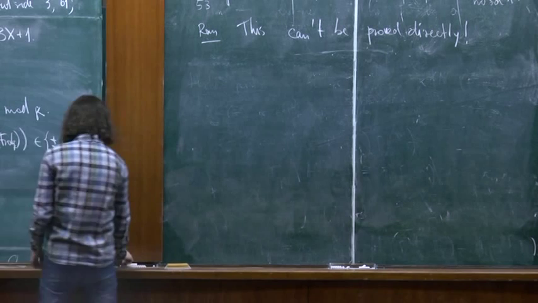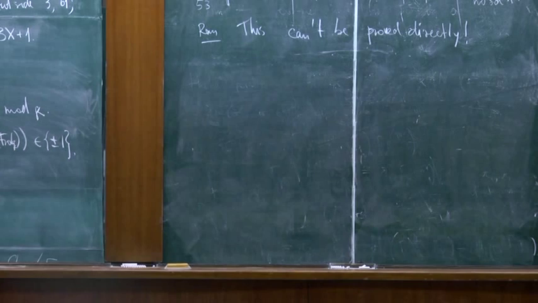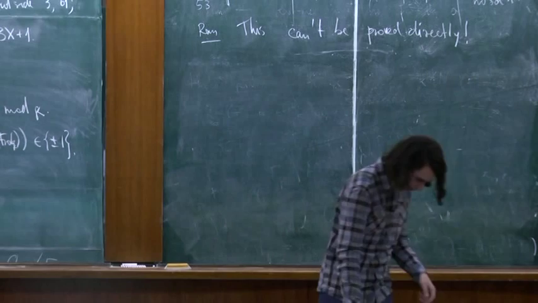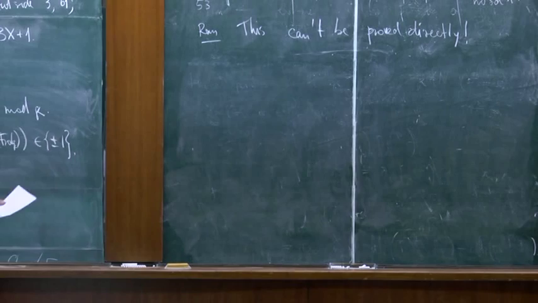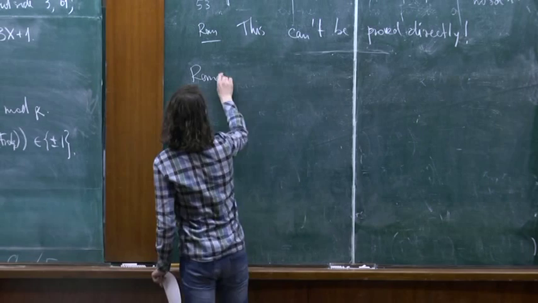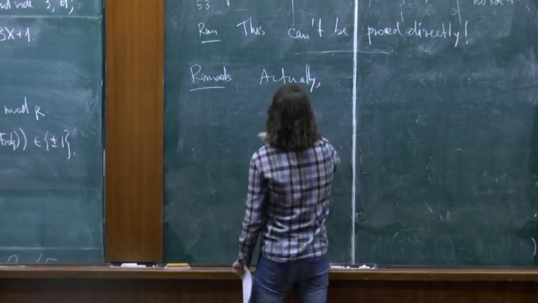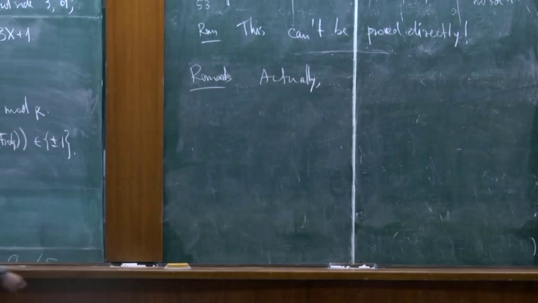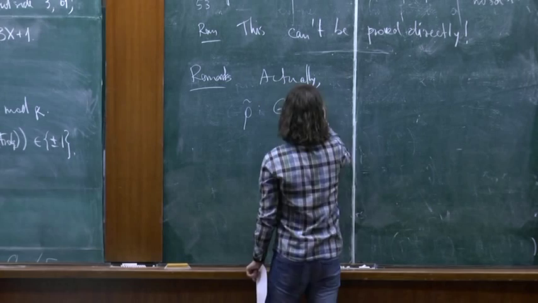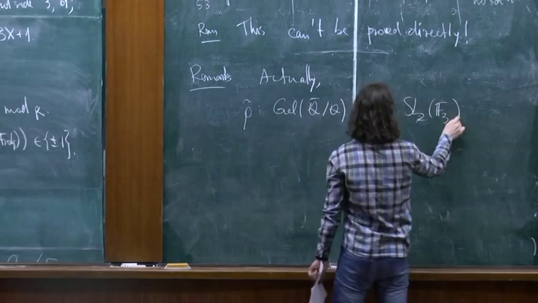So as a final thing for today, I want to place this example in some wider context. So further remarks. Actually, this representation of the absolute Galois group of Q, this rho tilde, it goes to SL2F3 still. That's because we have this A4 extension there.